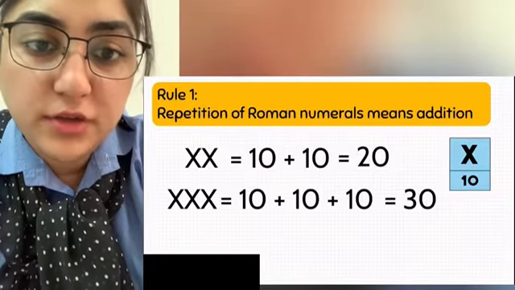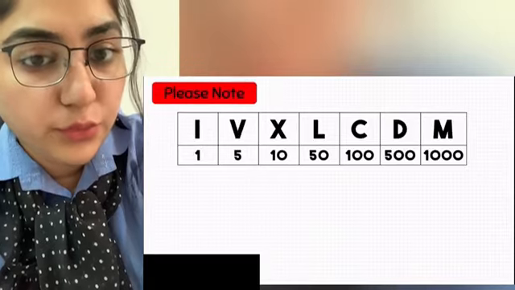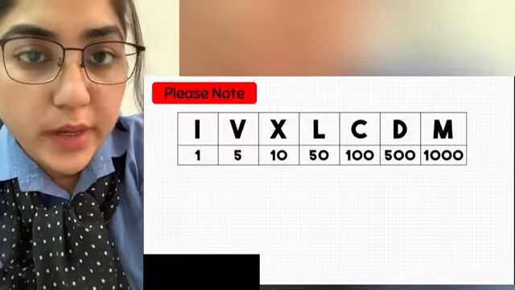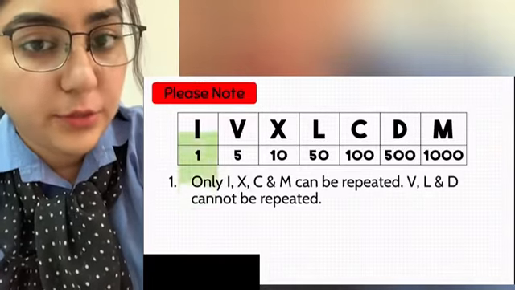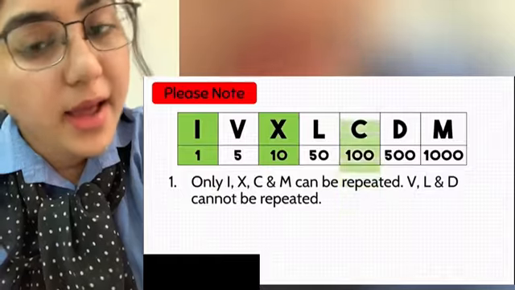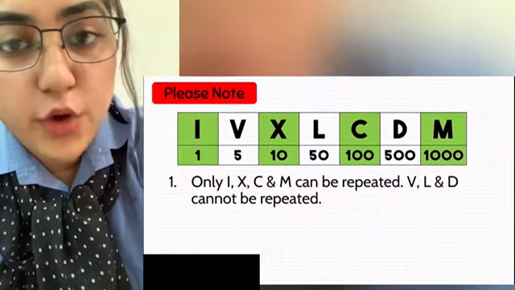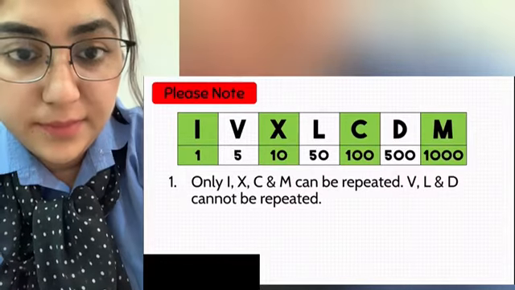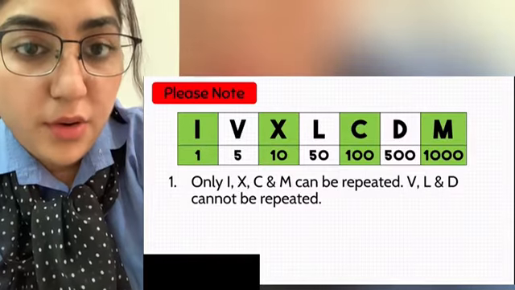Students, 2 points need to be considered while using this rule number 1. First point is only I, X, C and M can be repeated. V, L and D cannot be repeated. It means we cannot write VV, LL and DD. That is, these 3 symbols cannot be repeated.